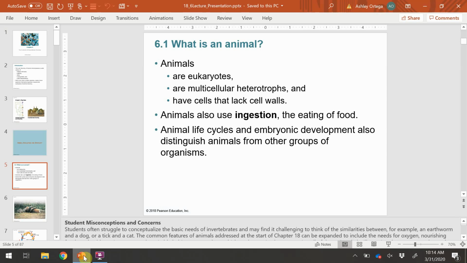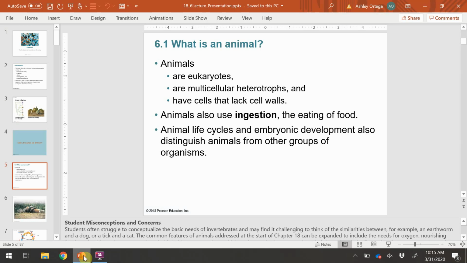We also lack cell walls, which distinguishes us from plants, which have plant cell walls where we do not. You'll want to remember those unifying traits of animals. Animals eat food, and that process is called ingestion. We'll take a look at ingestion and digestion in the nutrition chapter.